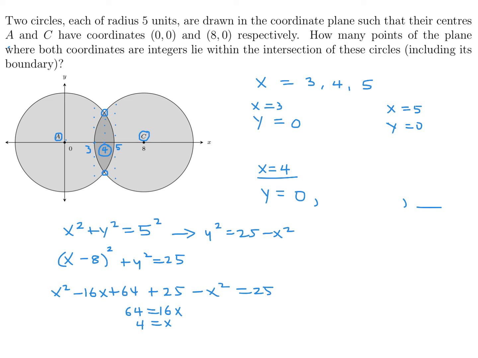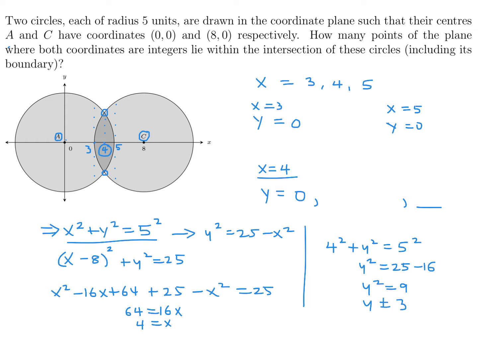And that's what we have up here. Now we get to the y value: just sub x equals 4 back into any one of these equations. When you do, you get 4 squared plus y squared is 5 squared. So y squared is 25 minus 16, so y squared is 9. Therefore, y is plus or minus 3. So this point is 3, and this point is minus 3.